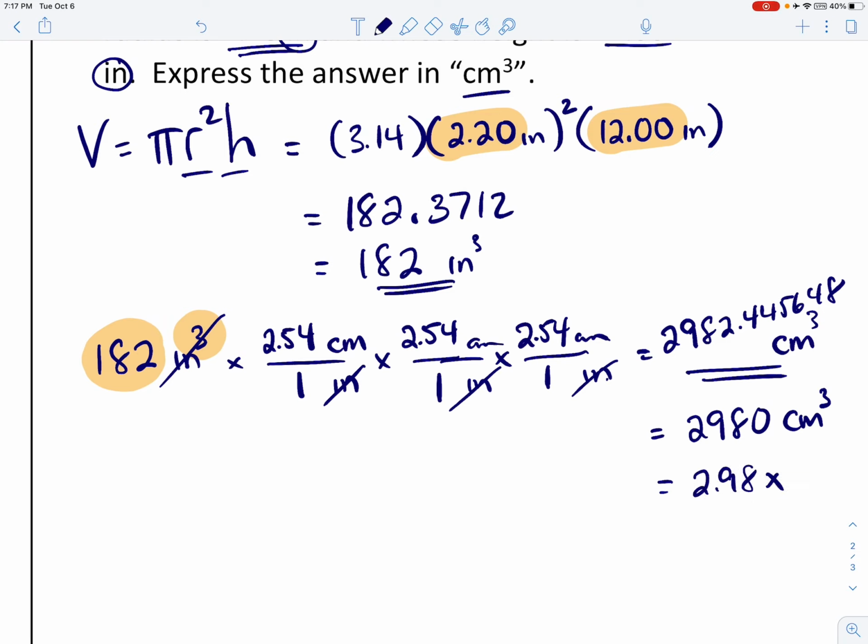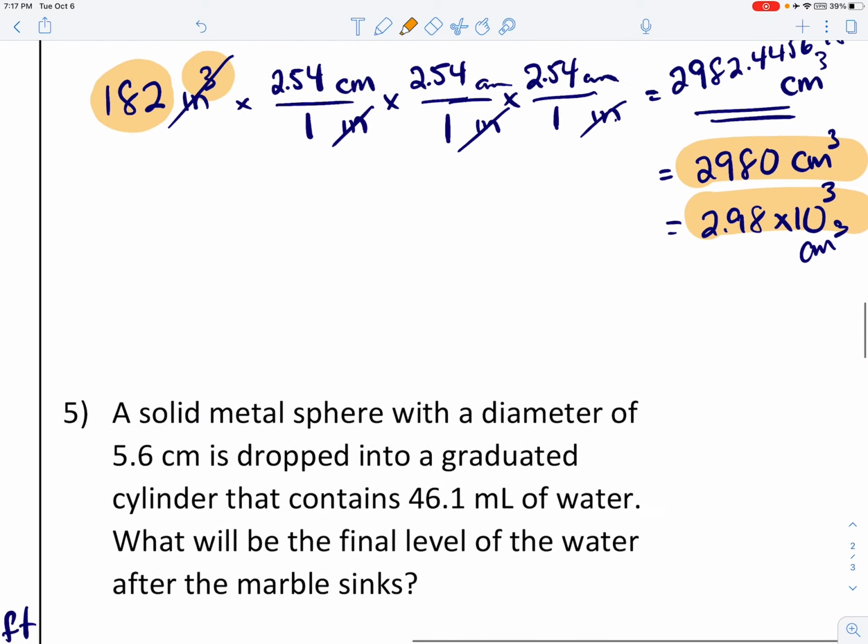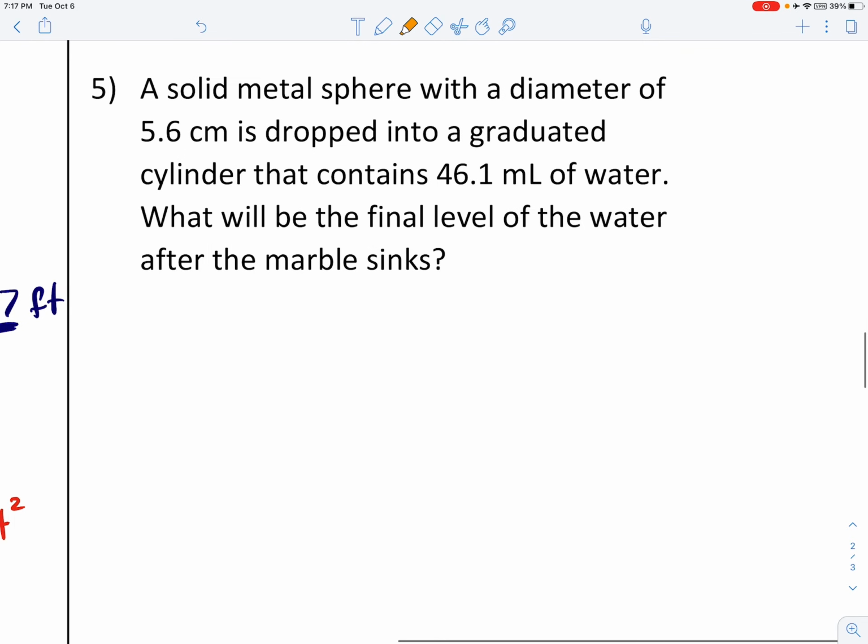Or in scientific notation, 2.98 times 10 to the positive 3, right? You have to move the decimal 3 places to get 2.98. It's a big number, so positive 3 cubic centimeters. Make sure you have units with your final answer. Number 5, pause the video and see if you can do that yourself.